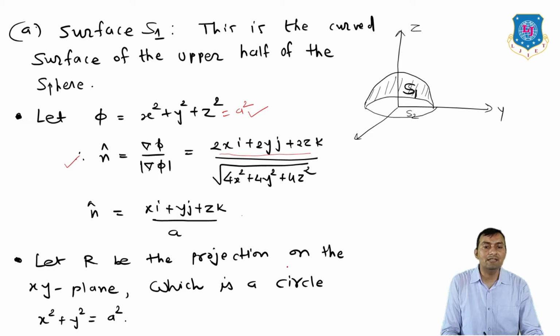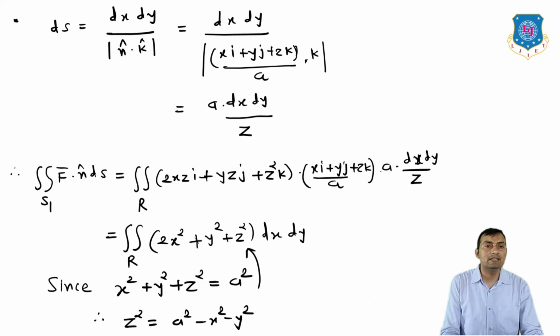Now let R be the region, the projection on the xy plane, which is the circle x square plus y square equal to a square. Now ds is equal to dx dy divided by mod of n cap dot k cap, because we are taking the projection on the xy plane. So k cap is parallel to the z axis. So dx dy divided by n cap dot k cap, that is what we have derived. After taking the dot product, we will obtain this one.